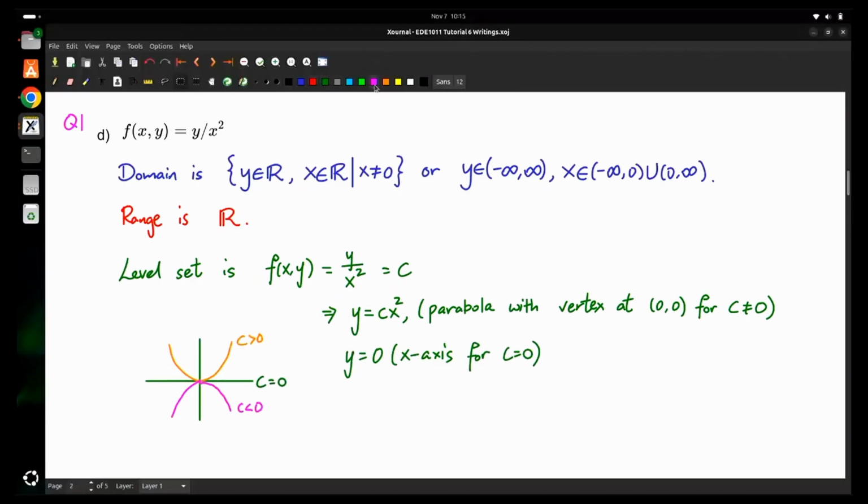Okay, because your C here, as I mentioned, this C must be in the range, but the range is R. So that means C is an element of R. Is that right? So C can be anything. Can be more than 0, less than 0, or equal to 0. Any questions regarding this part D? Good?